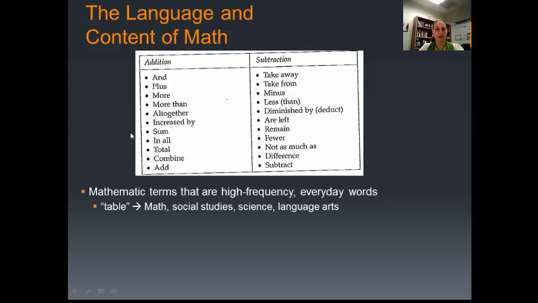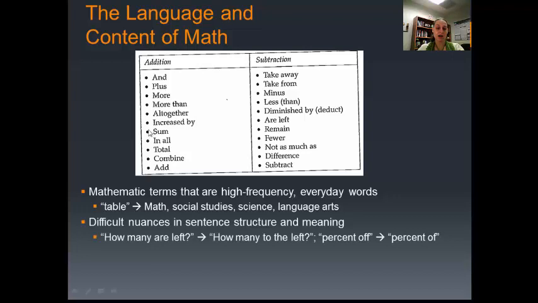I actually skipped this, but just to show you, here are all of the different ways in which we can communicate addition in math. Plus, more than, altogether, increased by. I mean, there are a number of ways in which we communicate addition. Similar with subtraction. These are all the ways in which we can denote subtraction. And so for English language learners to be successful in math, in English, they need to understand that those are all the ways in which we mean subtraction, and they have to learn all of those ways. It's not just as easy as minus and plus. There's also difficult nuances in sense and structure and meaning.